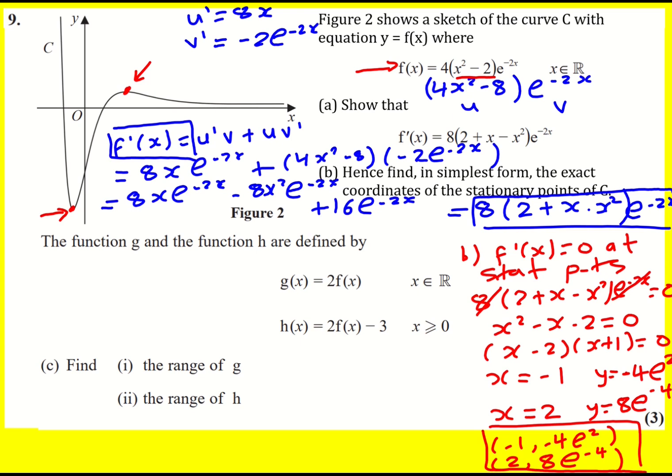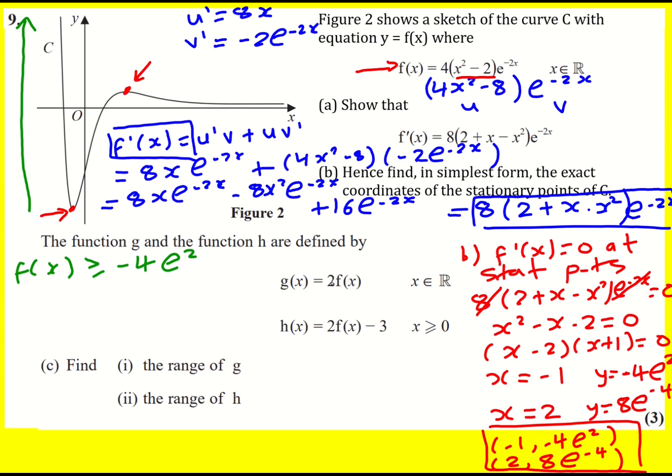We're then asked in part C to find the range of two related functions. g of x is 2 times f of x. So I'm going to start with the range of f of x, actually. I think that will give some insight. And f of x, remember, the range is all the possible y values. So it's going to be all the values including or above the minimum. Therefore, f of x must be greater or equal to minus 4e squared.